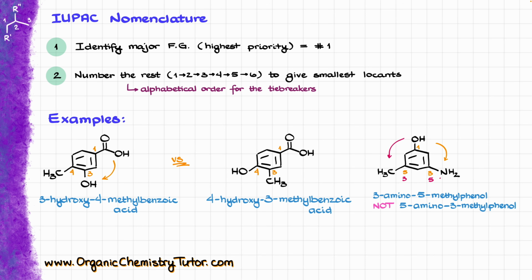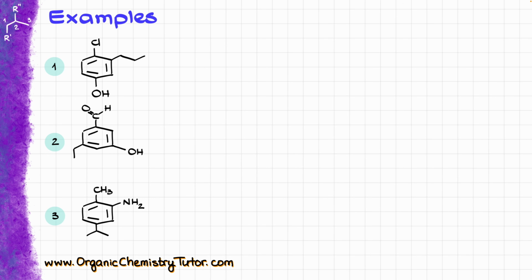We have the amino group, which means that in this case we are going to go with the clockwise and not the counterclockwise numbering, giving me a final name of 3-amino 5-methylphenol, and not the other way around. So here are a few more examples.